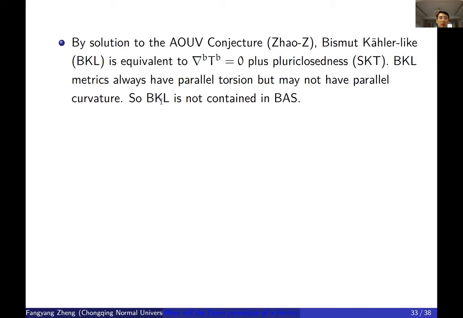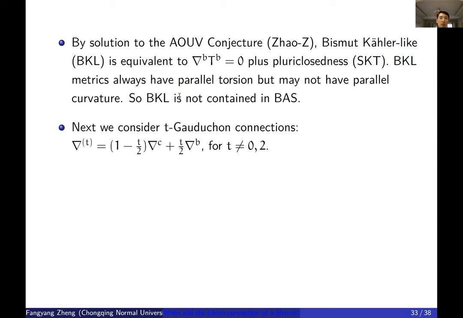But in general, for BKL you do not require the curvature to be parallel. So therefore, the curvature can vary. It may not be homogeneous, right? So BKL may not be Bismut-Ambrose-Singer. But it is a highly restrictive class. Okay, so I'm almost running out of time.